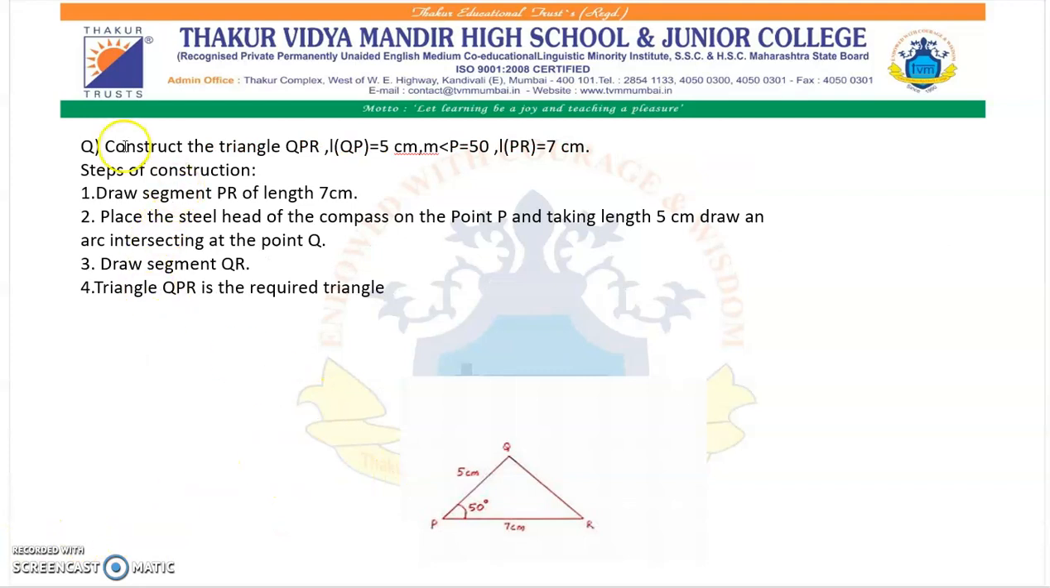Now question 1 from the textbook. Construct the triangle PQR in which length QP is given 5 cm, measure of angle P 50 degrees, length PR equal to 7 cm. In this, first you have to draw a segment PR of 7 cm. Then place the steel head, means pointer of the compass, at point P, taking the length 5 centimeter. Draw an arc intersecting at the Q. Now draw the segment QR. We get the required triangle QPR.